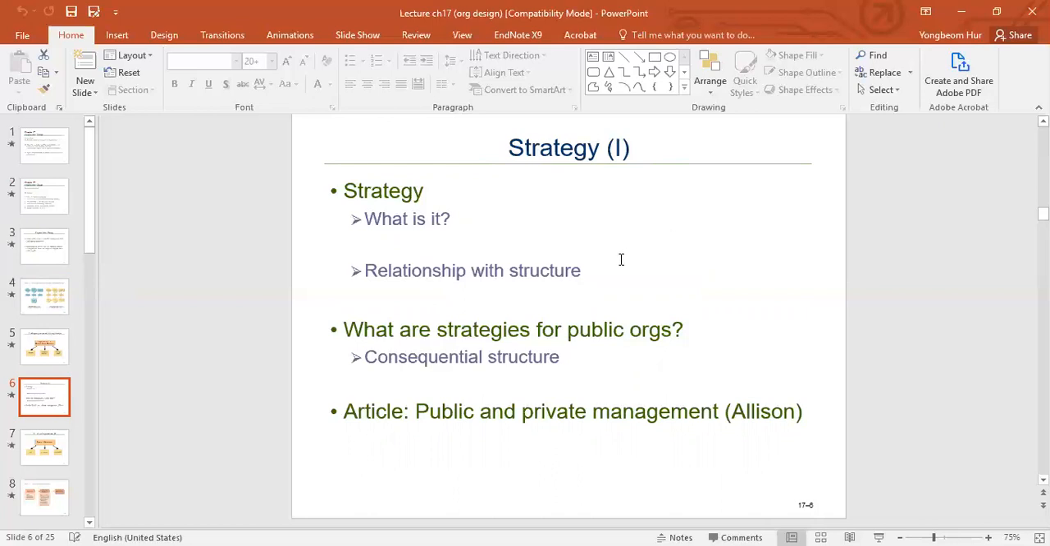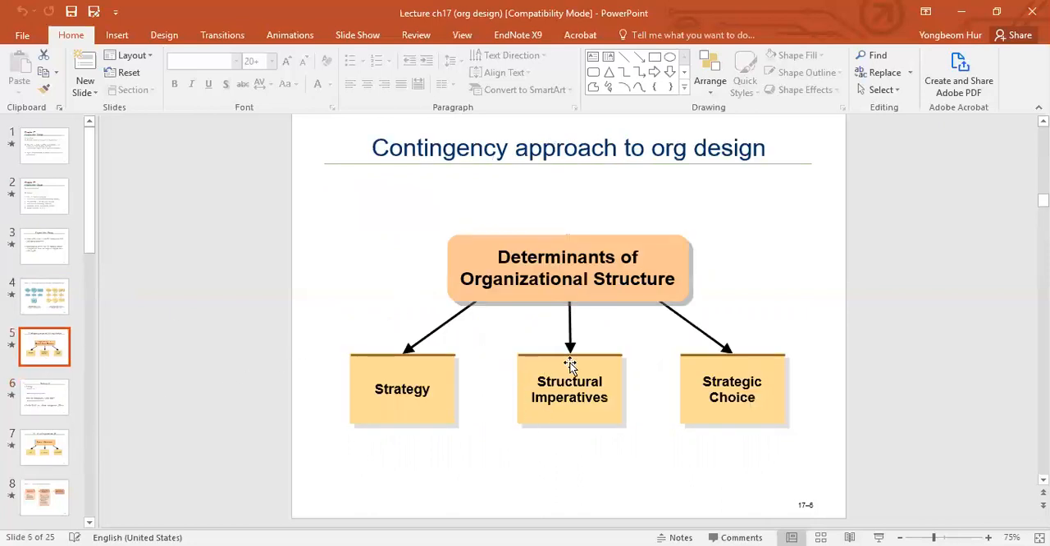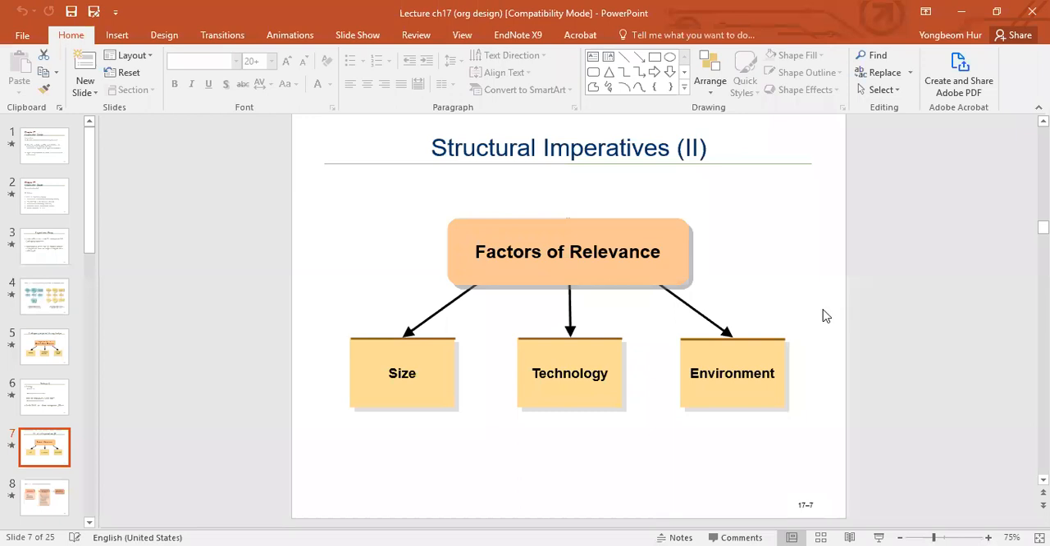Okay. Now let me move on to structural imperatives. As the name indicates, structural imperatives are the unavoidable factors that organizations should follow in their organizational structure.